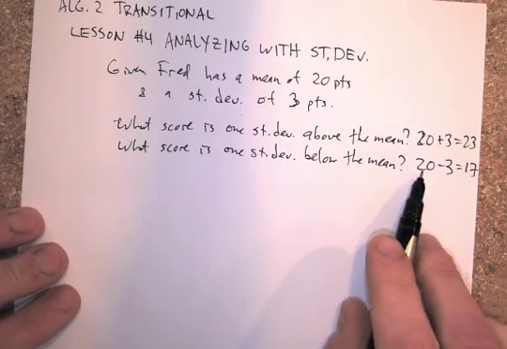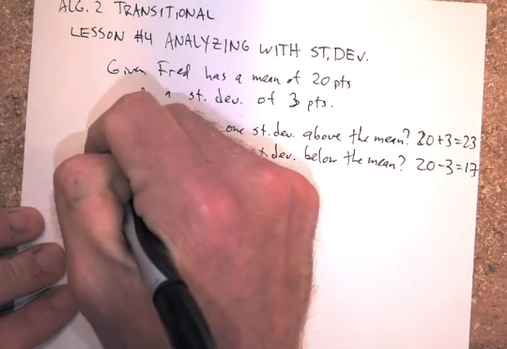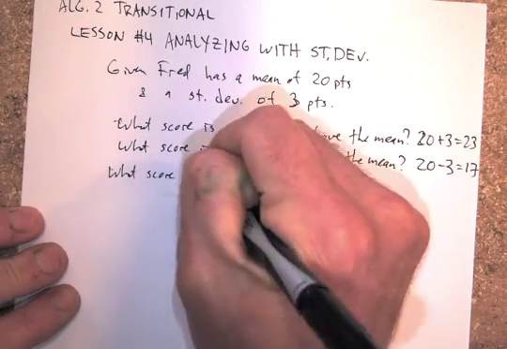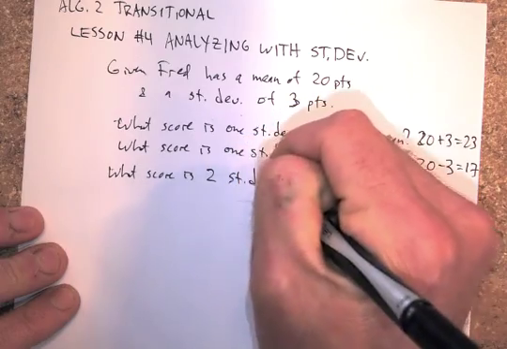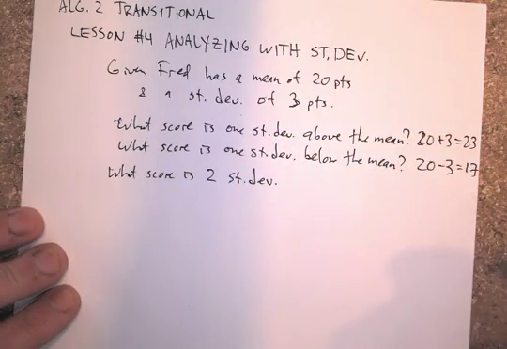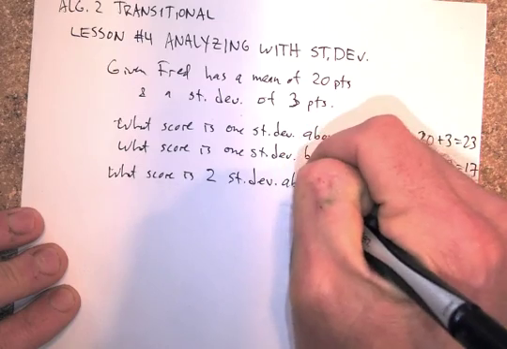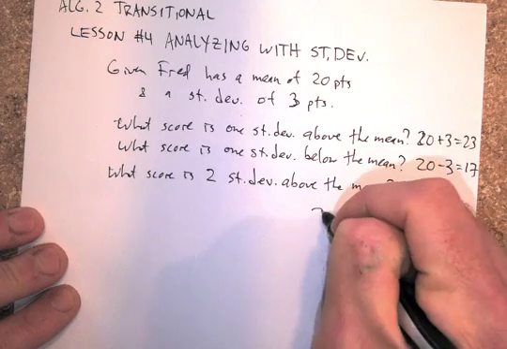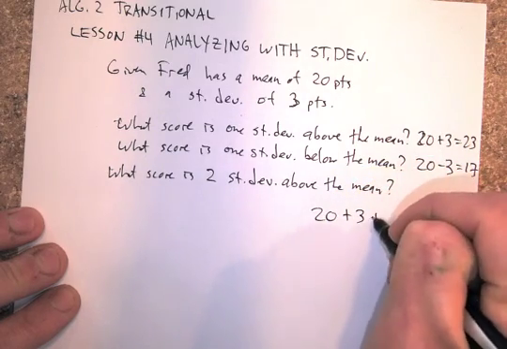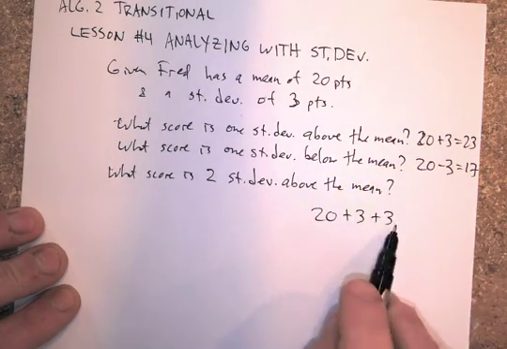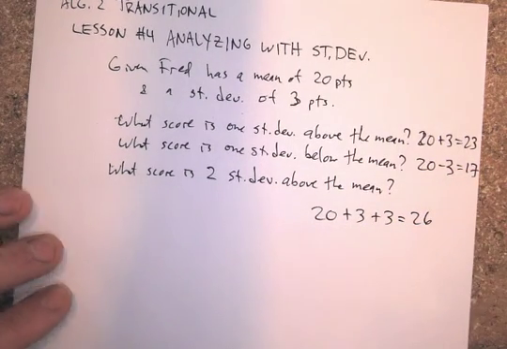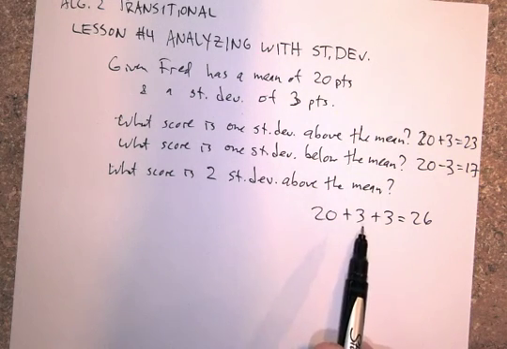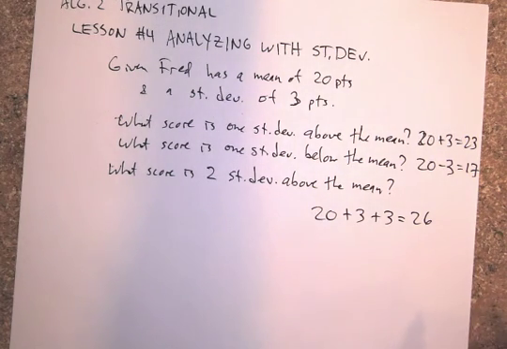It's 3 below 20. And then the other thing is something like this. They'll say something like, what score is 2 standard deviations above the mean? Okay, so I take my mean and I say, okay, 2 standard deviations above. So I take my standard deviation and add it on twice. Okay, 26. All right, you go 3 standard deviations, 4 standard deviations, whatever. Each standard deviation is 3. All right, that's pretty easy.